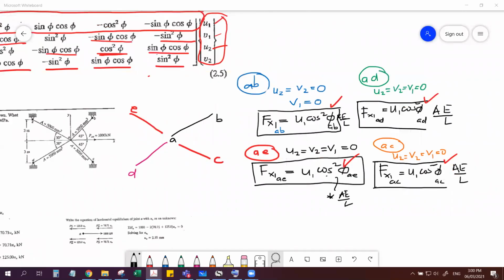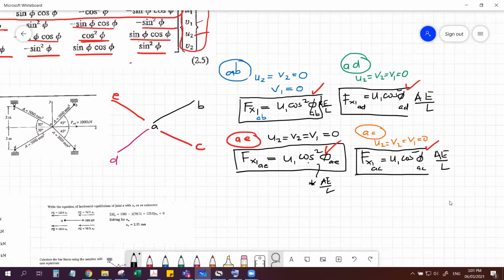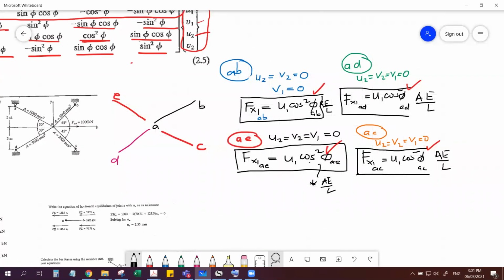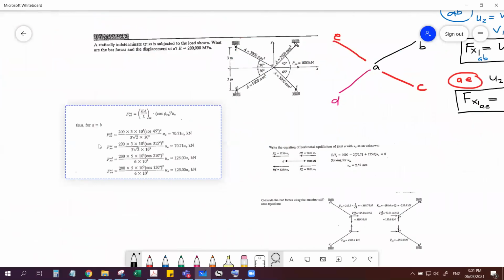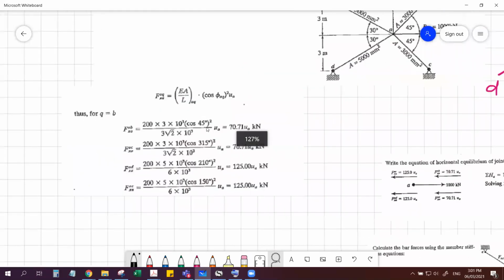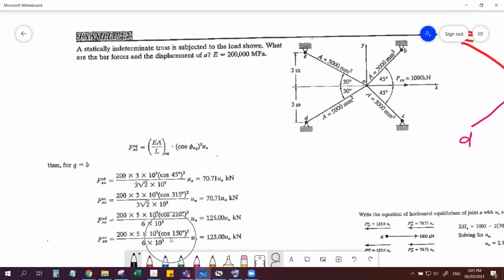Next is substitution of the phi. Okay. So elasticity is given. Length will be also given because we have given phi and length here, 3 meters. Okay, substituting those phi, we have this equation. Given the phi, we have cosine 45 square, cosine 315 square, cosine 210 square, and cosine 150 square.